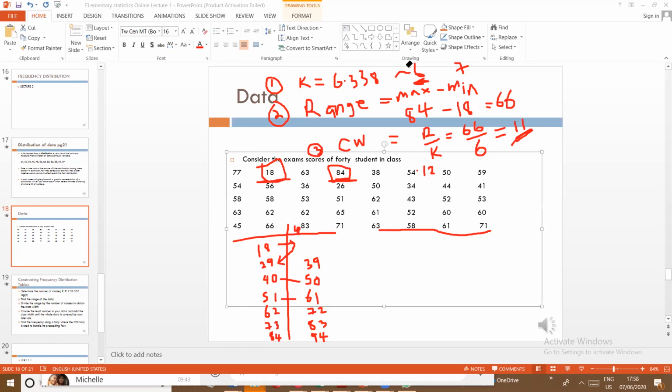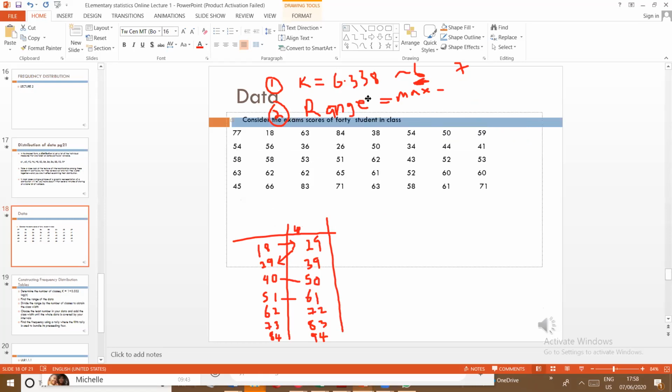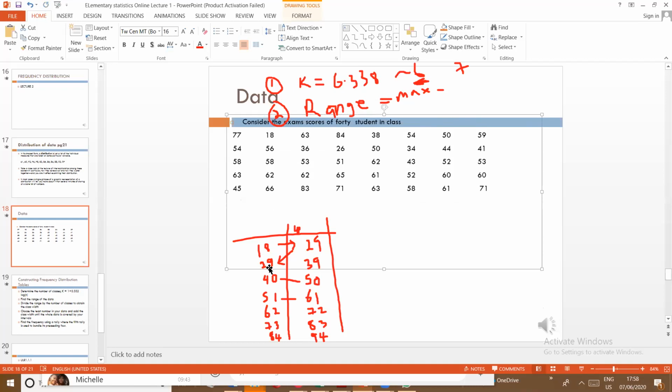So this is 29. Then the next thing we have to do is to construct what we call tallies. Or better still, let's write the class limits down properly. So we need the data as well as a table, so I need to do some rearrangement.